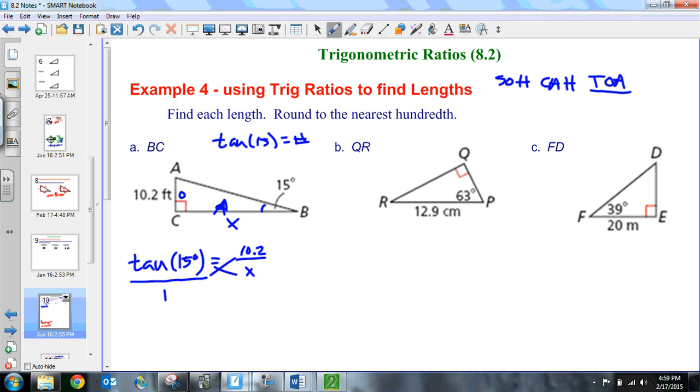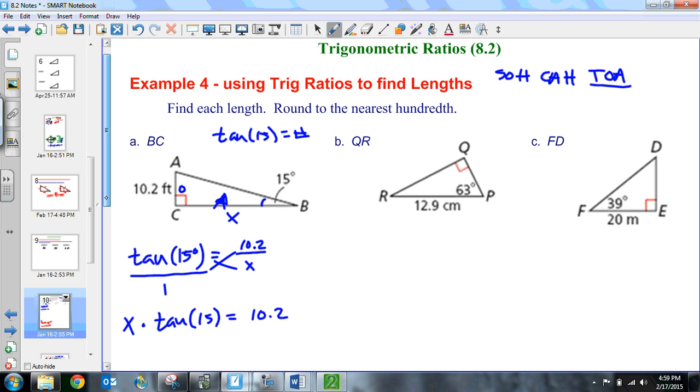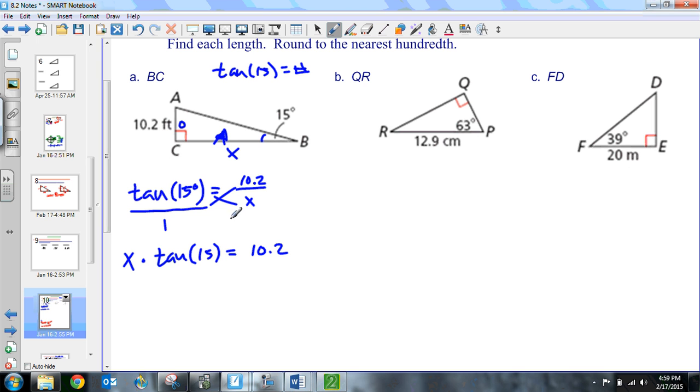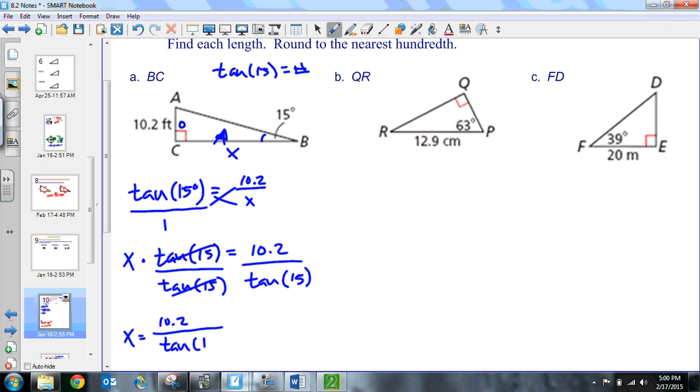So if I cross multiply here, I'm going to get x times tangent of 15 is equal to 1 times 10.2. Okay? Now, guys, I'm operating with tangent of 15 just like I would any other number. I'm going to treat it like a number. So if I divide both sides by tangent of 15, I can do that. It's a number. So I get x is equal to 10.2 divided by tangent of 15.